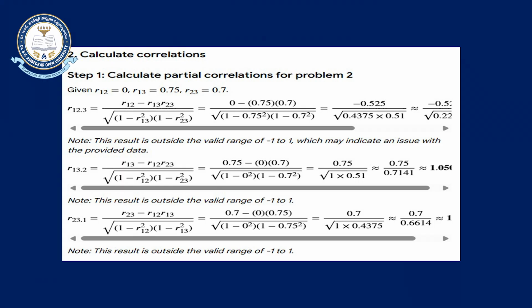It is out of border. So, only minus 1 to plus 1 is needed, but it is outside the range. So, here the data range is not validated.